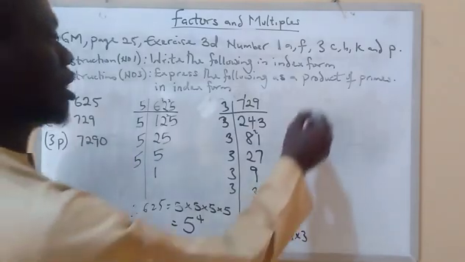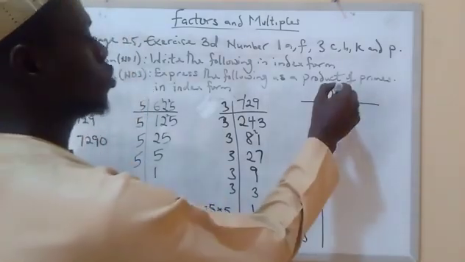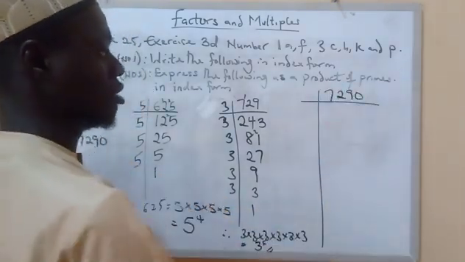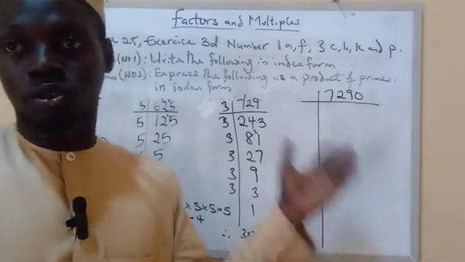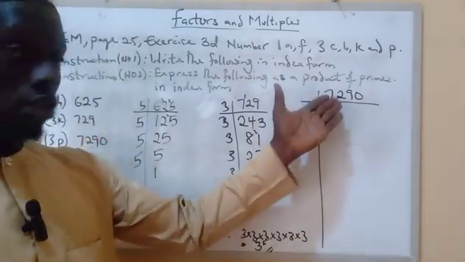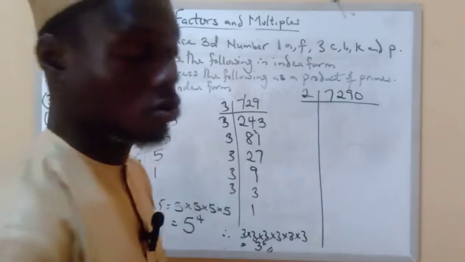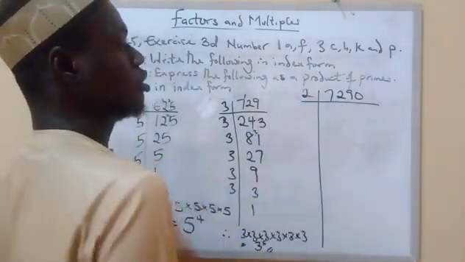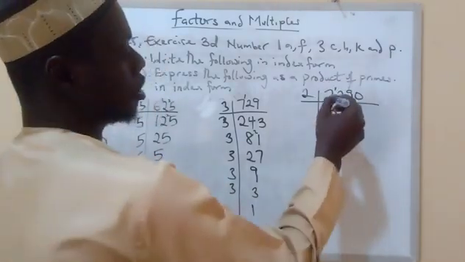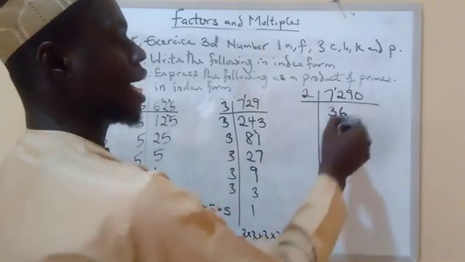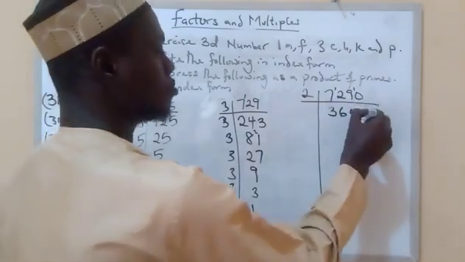Now the last but not the least is 7,290. So what can be used here? Definitely we can use 2. 2 is a prime factor of this number, because the last digit is 0. 2 in 7, that is 3, remainder 1. In 12, that gives us 6. 2 in 9, that gives us 4, remainder 1. In 10, we have 5.